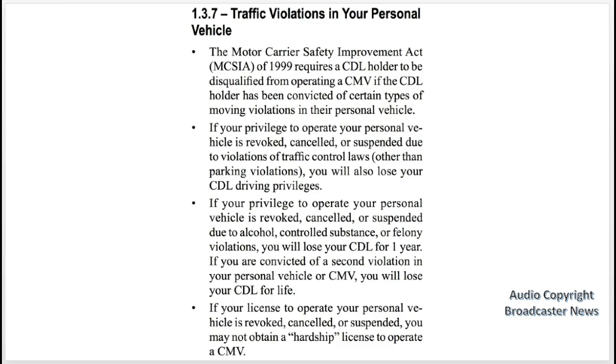If your privileges to operate your personal vehicle are revoked, canceled, or suspended due to alcohol or drugs or felonies, you will lose your CDL for 1 year. If you are convicted of a second violation in your personal vehicle, you will lose your CDL for life. Now, if your license to operate your personal vehicle is revoked, canceled, or suspended, you may not obtain a hardship license to operate a commercial vehicle.